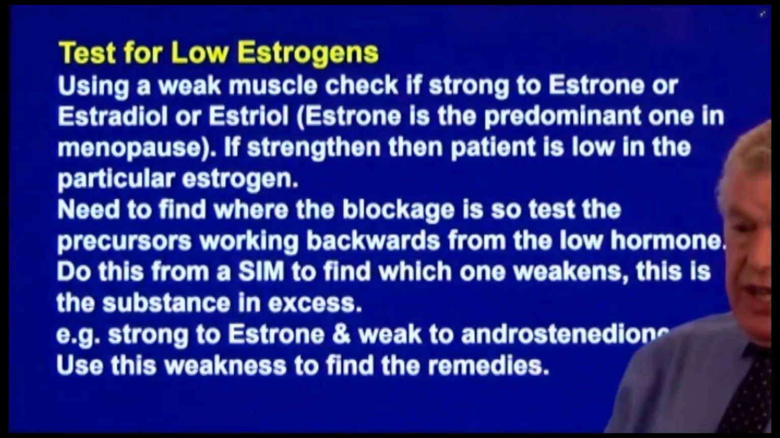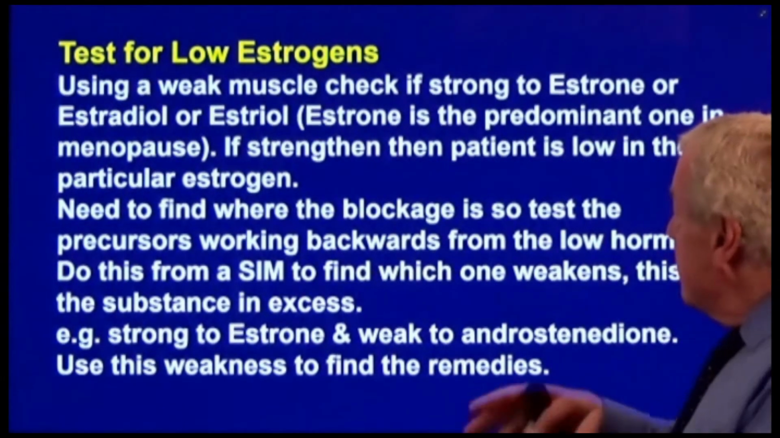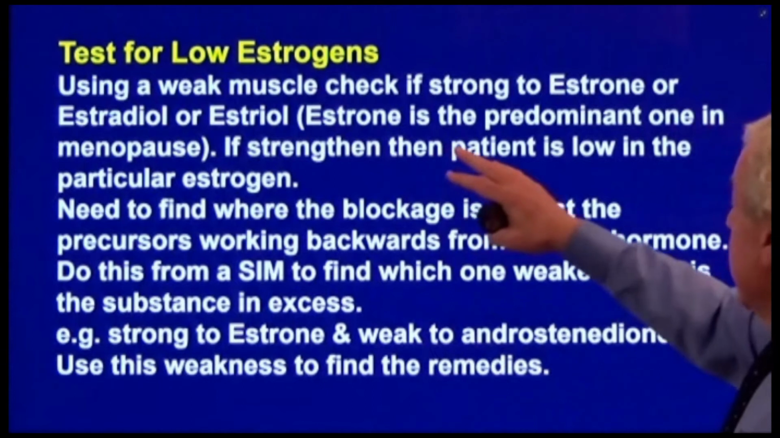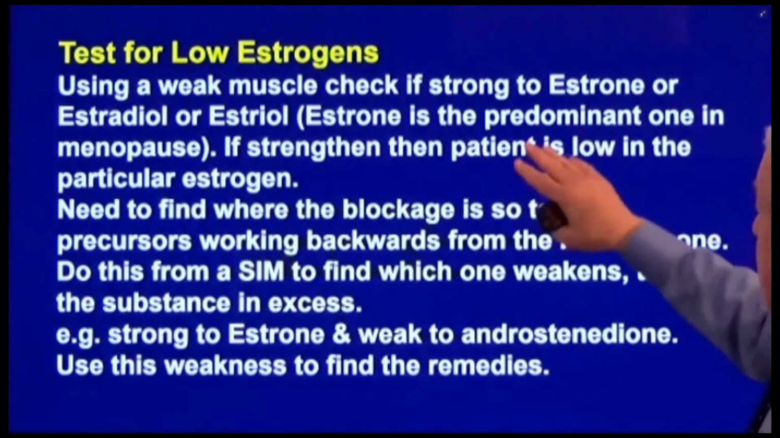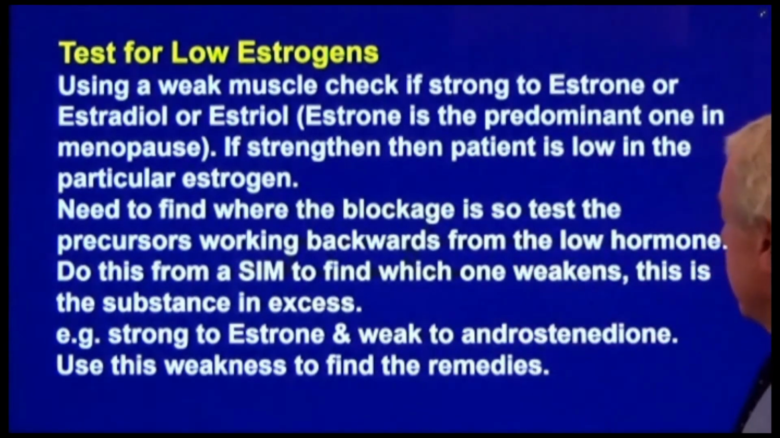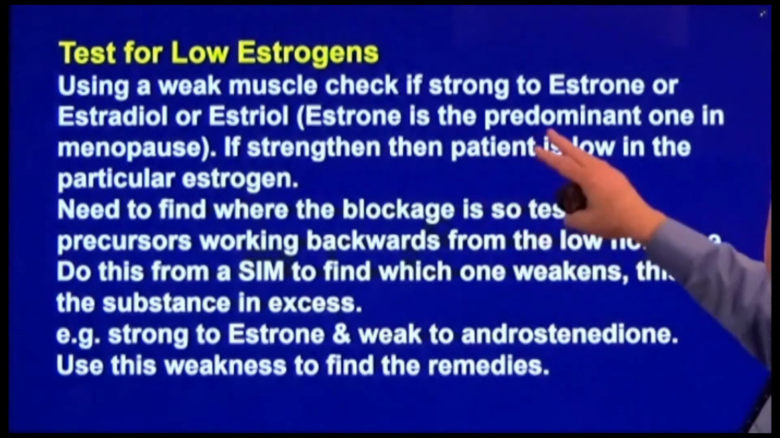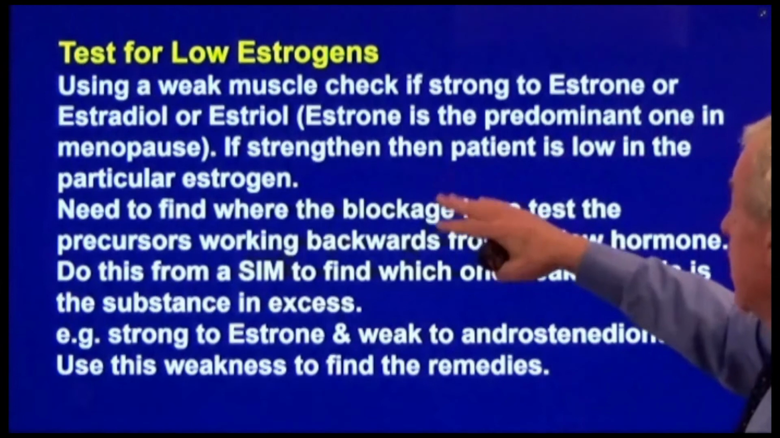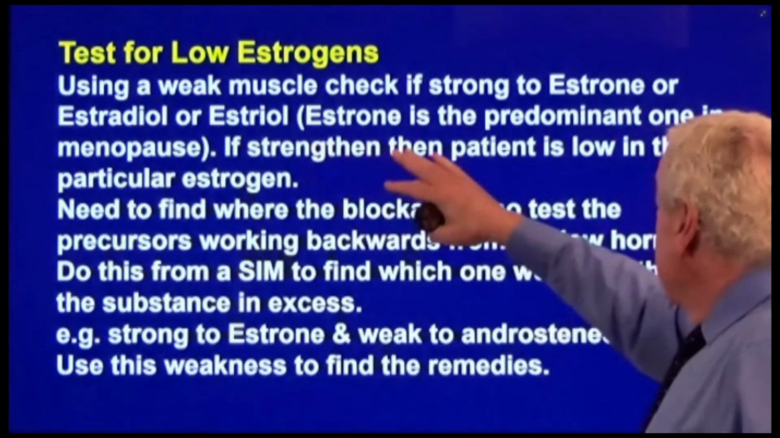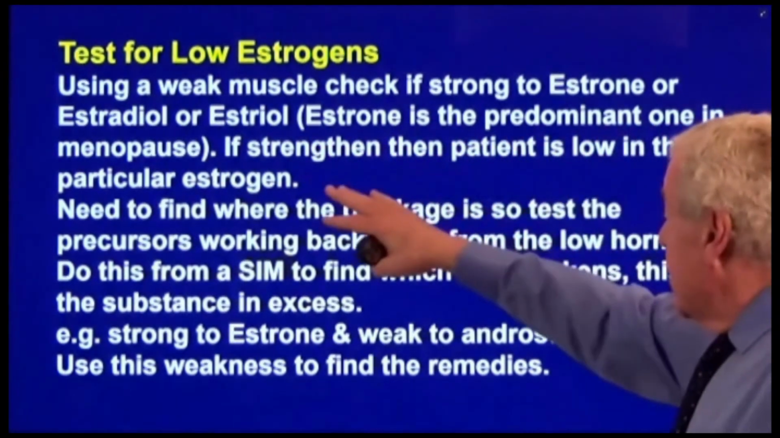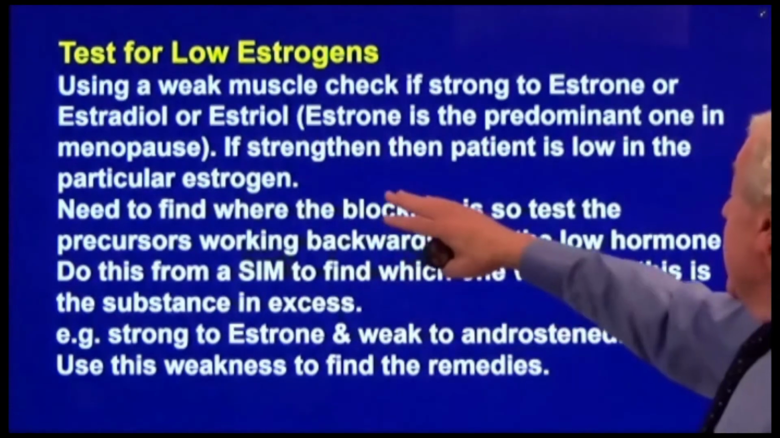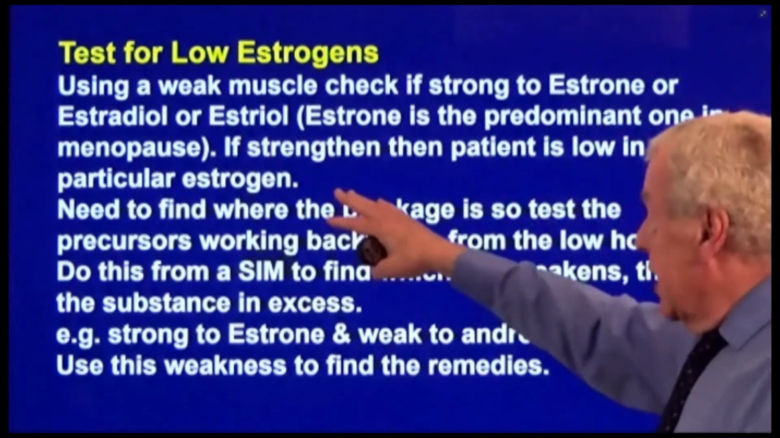So testing, on the other hand, for low estrogens, which are more postmenopausal, using a weak muscle, as we saw, the anterior gluteus medius in this case is the muscle that we're using as a weak muscle. Check if strong to estrone or estradiol, or E3 estriol. Estrone is the predominant one postmenopausally, as we know. If strengthened, then the patient is low in the particular estrogen.